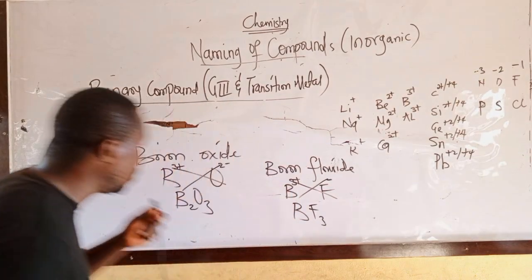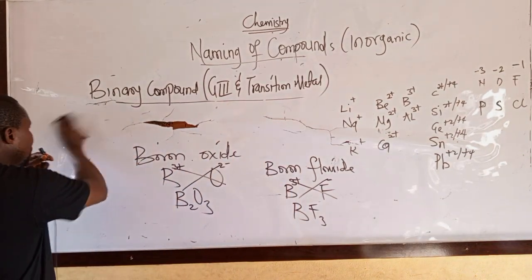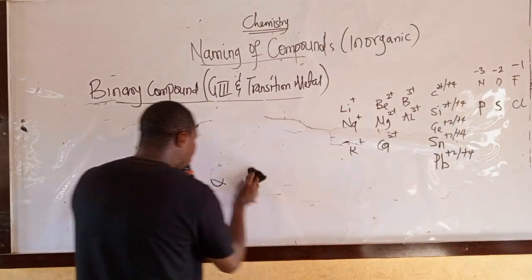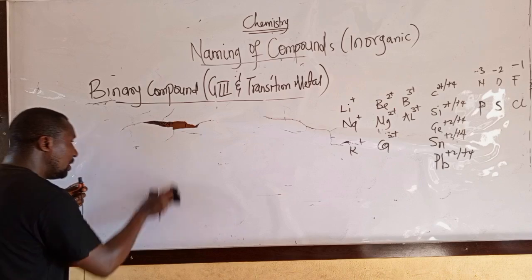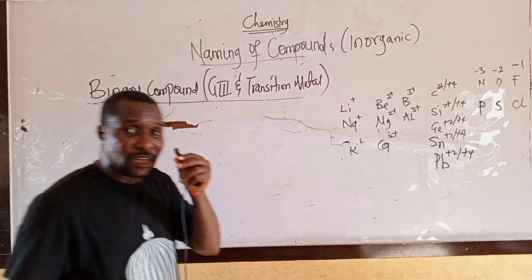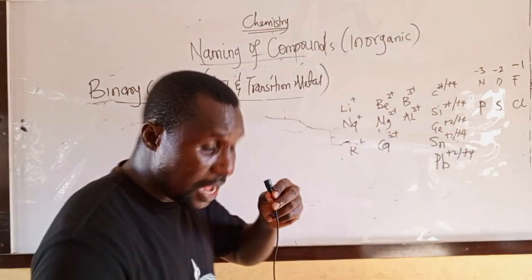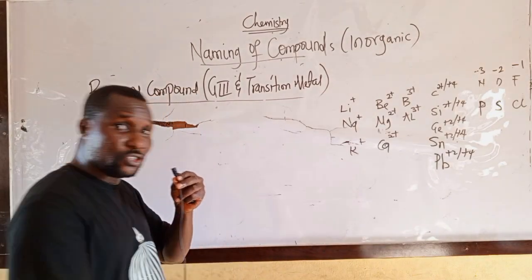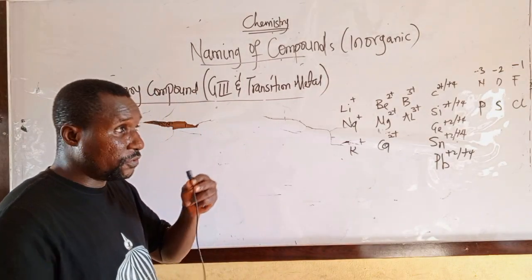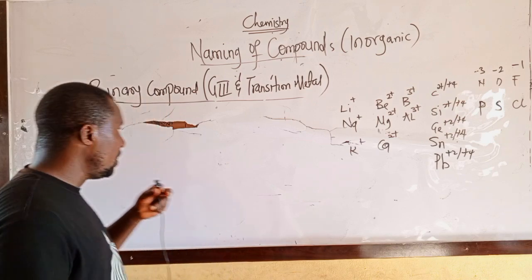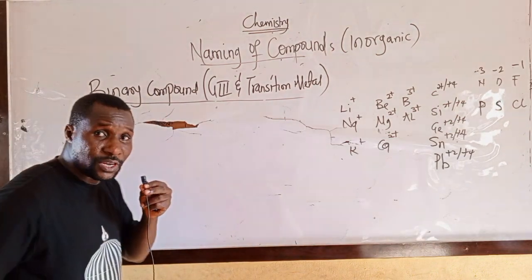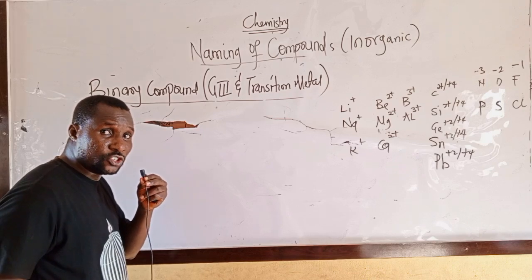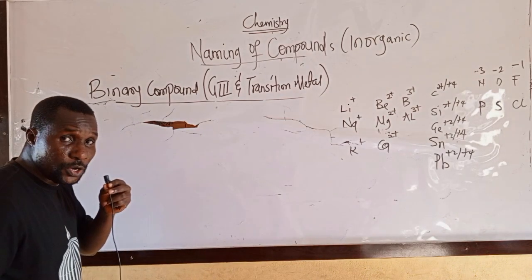Let us move to transition metals. Transition metals binary compounds. That means when you have a transition metal combining with non-metals to form a binary compound. Let me give you the first set of transition metals in their first period, which can be found in period 4.